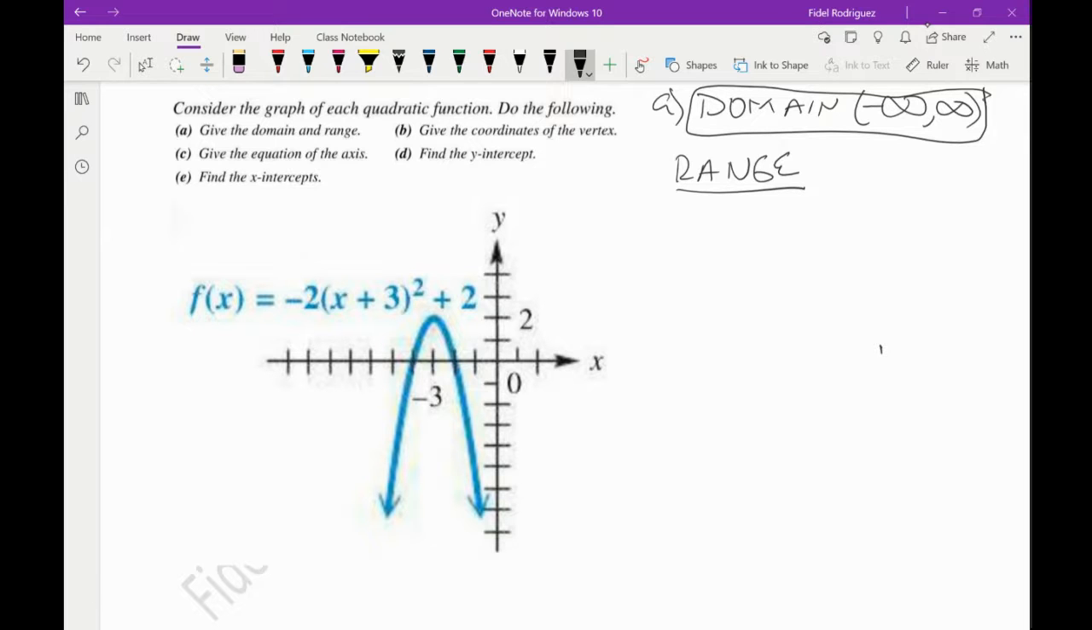Now, again, remember, the range refers to the y value. And when I'm thinking about my y values, y'all, I'm always thinking about if I was coming from the bottom going up to the top.